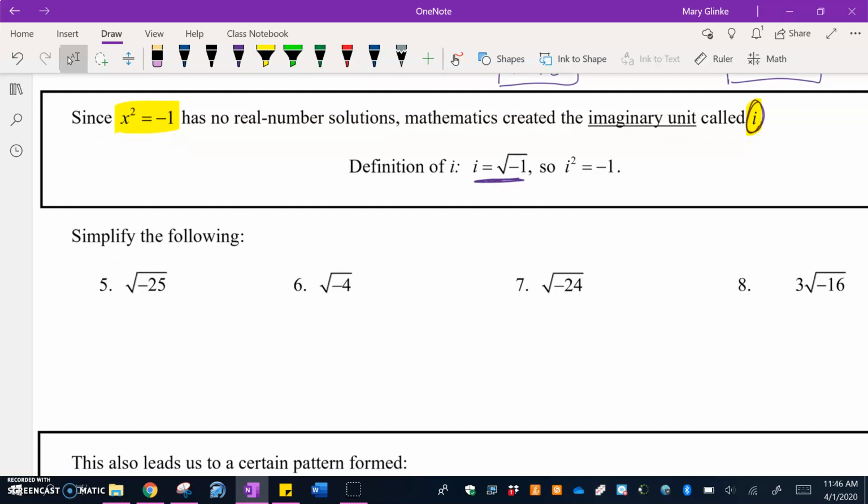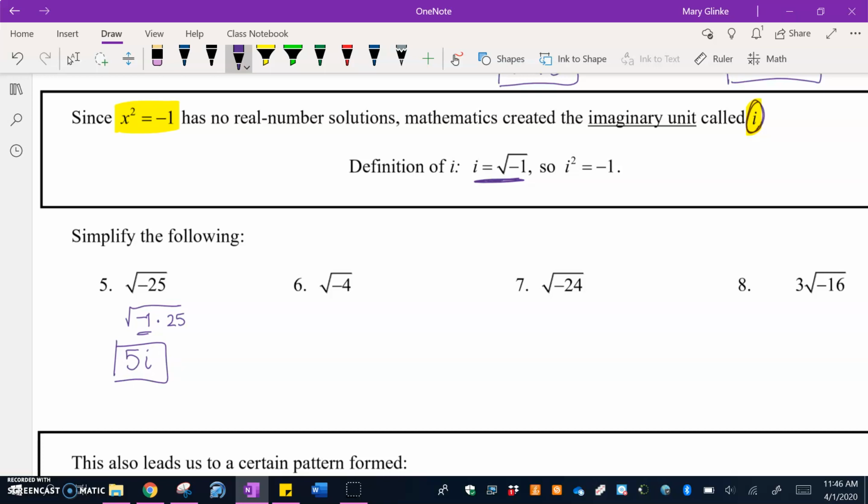So looking at number 5, we have the square root of negative 25. Normally, prior to now, you would have said, hey, that has no solution. But now that we know we can actually take the square root of a negative number, we're going to envision this as the square root of negative 1 times the square root of 25. The square root of 25, that's the part we know. The square root of 25 is 5. The square root of negative 1, we're going to say as I. So the square root of negative 25 becomes 5I.